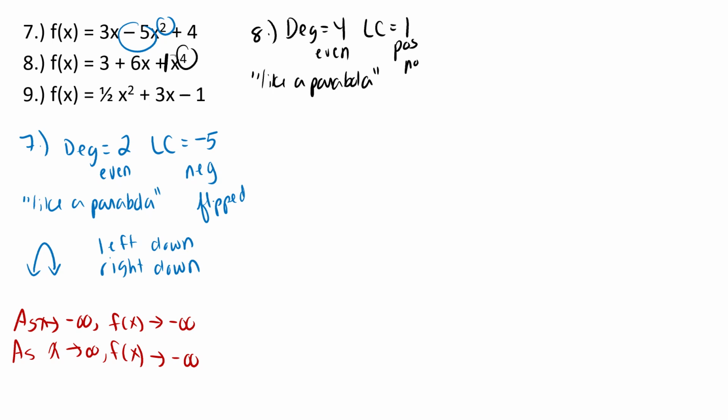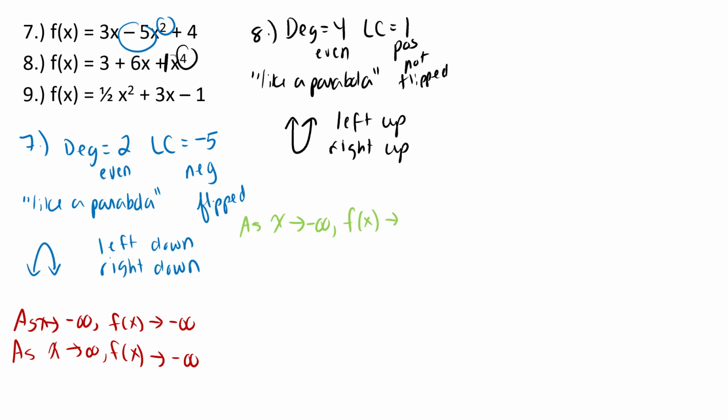The positive means your parabola is not flipped. So we're looking at that situation right there, in which the left is going up and the right is also going up. So our formal way of saying that, as x approaches negative infinity, f of x approaches infinity. So left and up. As x approaches infinity, that's my right, f of x is approaching infinity.